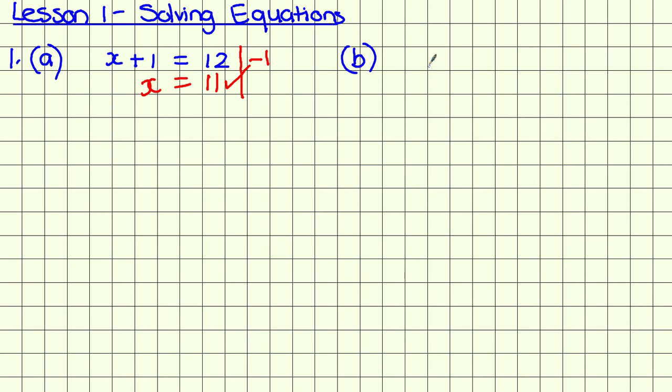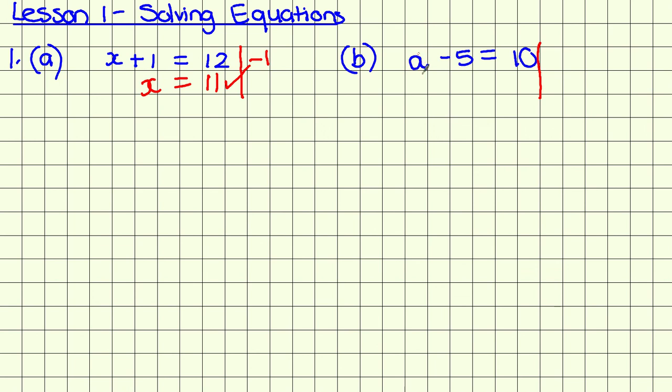Alright, so part B, if you copy this down, we've now got the letter A instead of x. So it's A take away 5 equals 10. Okay, so that's your question. Now again, I've got an equation because I've got an equal sign in here. So whenever I've got an equation, the first thing I do is I draw my method line. Okay, so the whole point of this is to get the letter by itself.